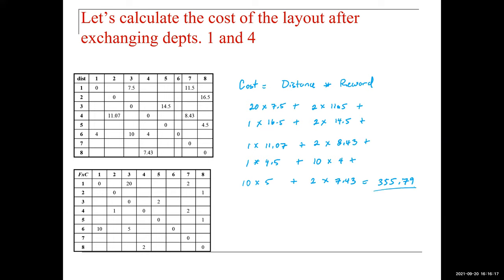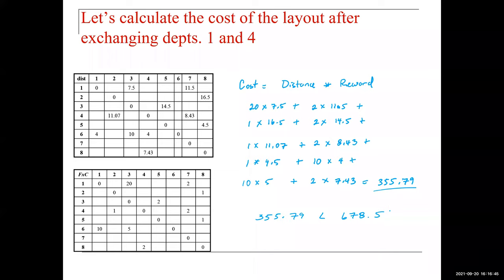355.79. So you can see that after going through all the possible exchanges, this being the best one, 355 is the final cost, which is less by a lot than the original design. That's almost half.